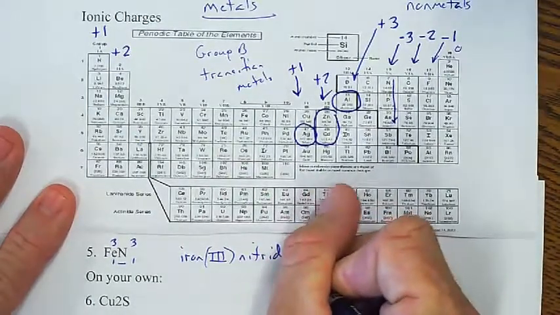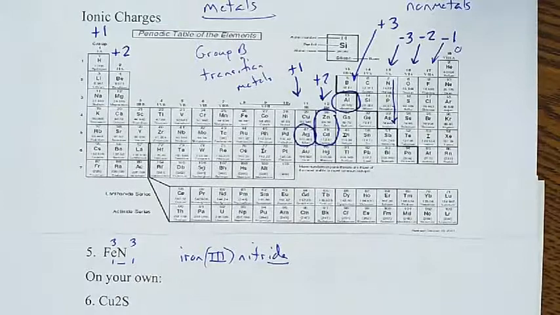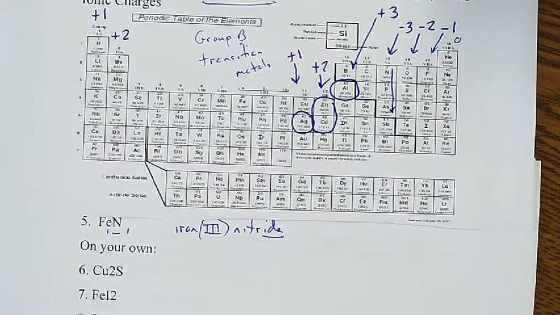Again, we're still just changing the name of the nonmetal, dropping the last syllable, sometimes the last two syllables, and adding IDE. There's some practice on your own as well. Good luck with that. Let me know if you need any help.